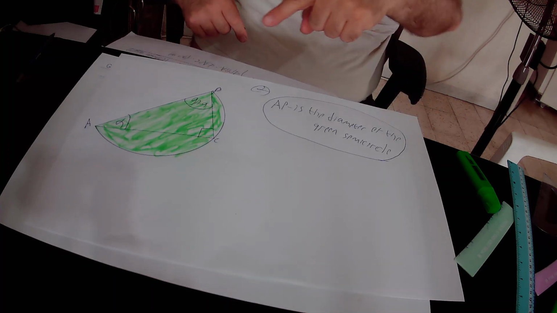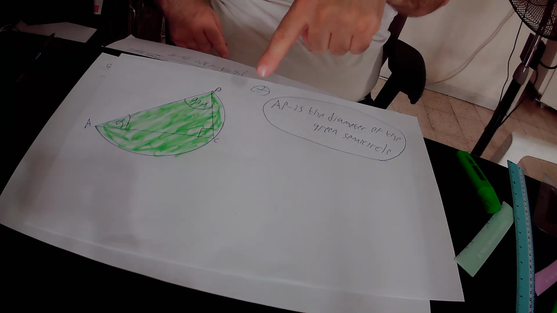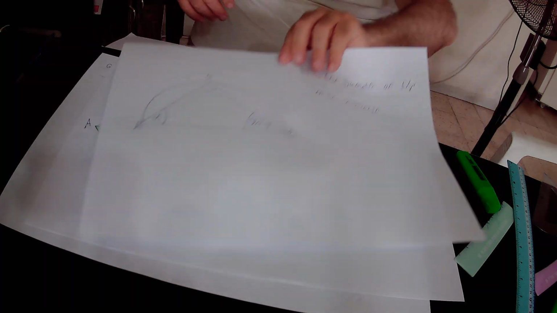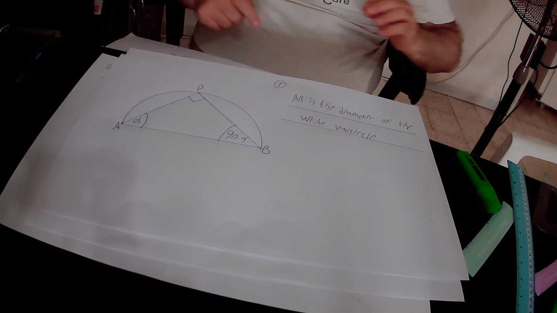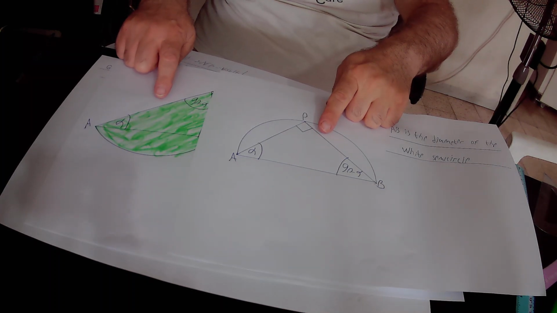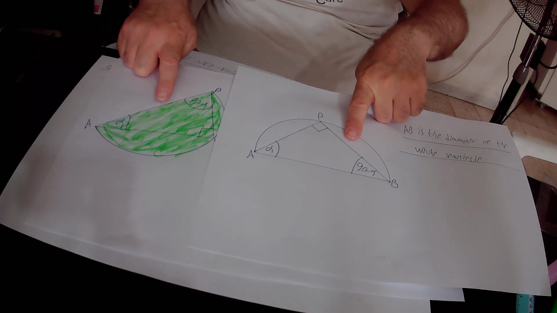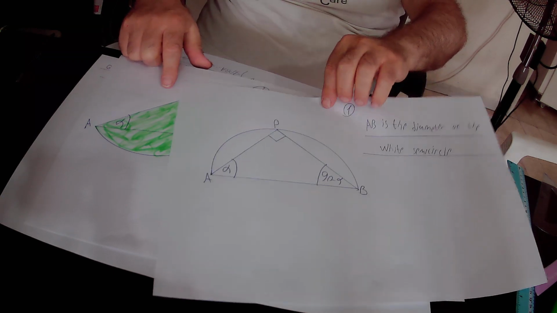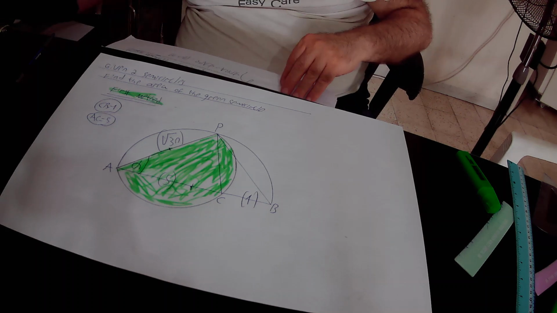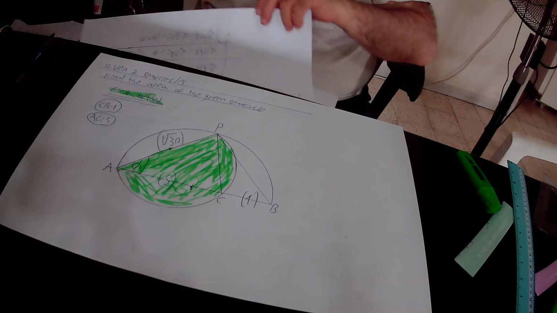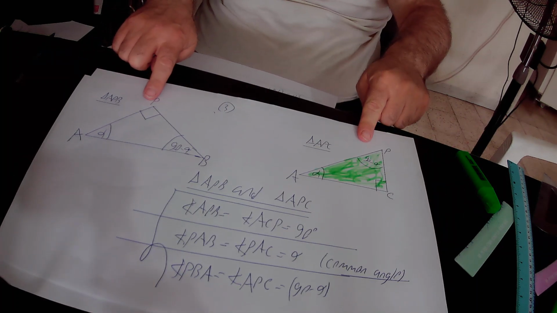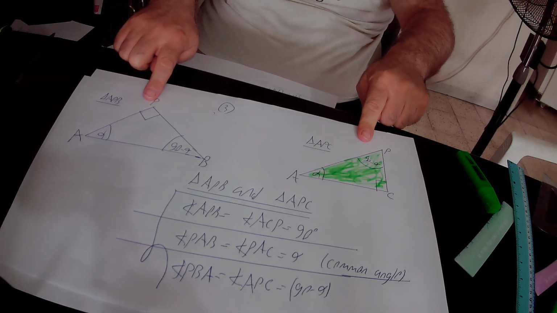In the next step, I copied this green right triangle APC and this right triangle APB in a new page, and we proved that those two right triangles are similar to each other according to the angle similarity rule. So those are the two right triangles that I copied from the original drawing.